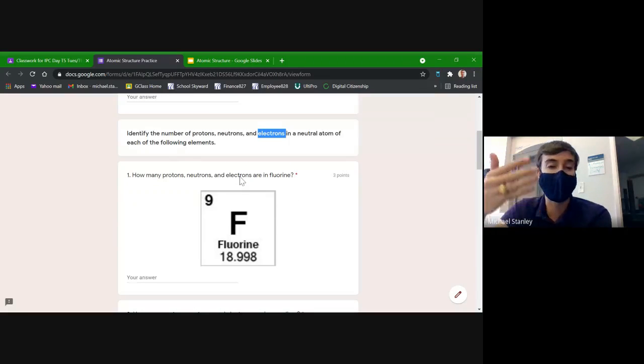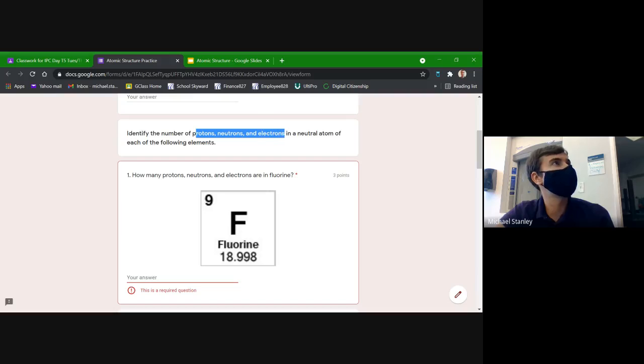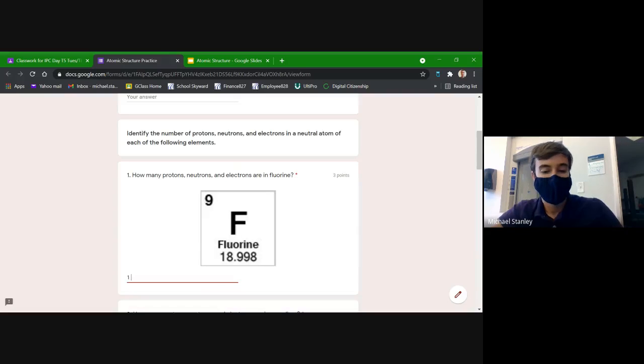So if you do this on the Google form version, it means that you have to make sure that each one of the answers that you put in has three pieces of information. So obviously this is not going to be correct, but you'd want to say something like, not one rotin, that's not a thing. 1 proton, 2 neutrons. Man, I cannot spell. 1 electron.